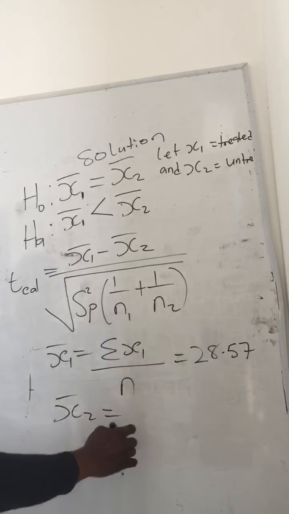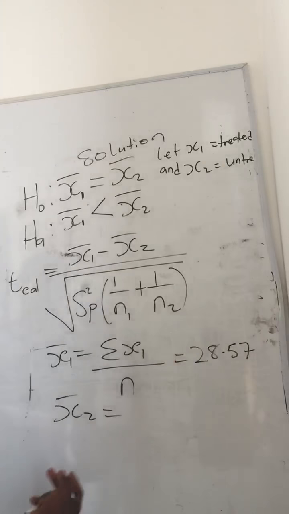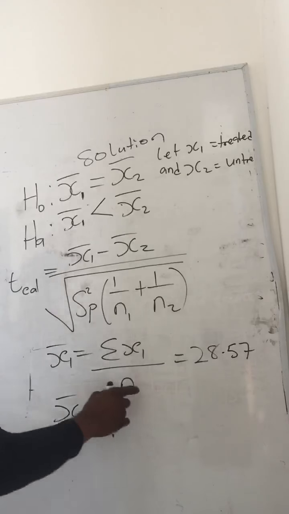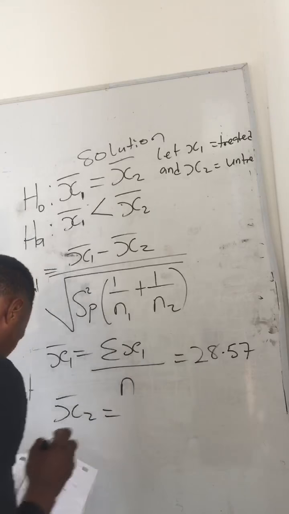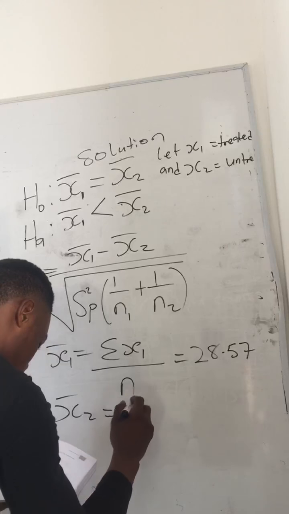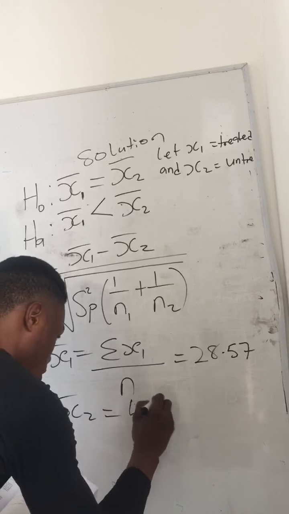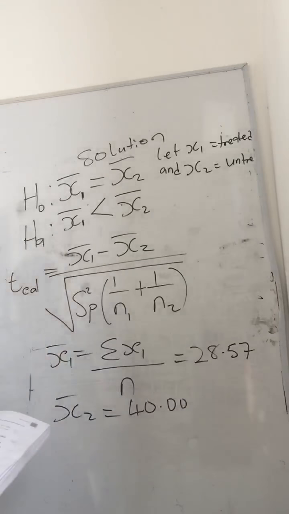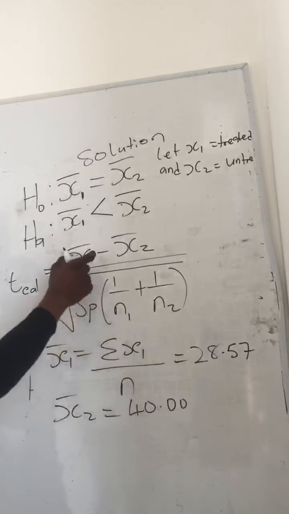is the same formula: the summation of S2, the values of the untreated, over the n. Remember what we said the n is in the last video? We said it is the number of observations. If you also do that, you get 40.00. So we can easily find this and this.